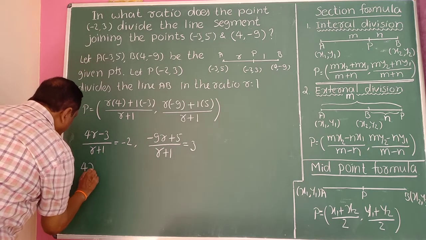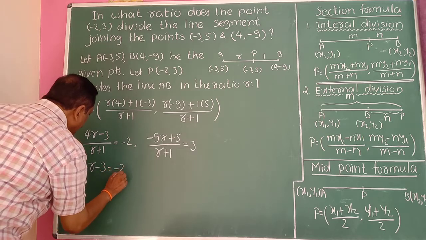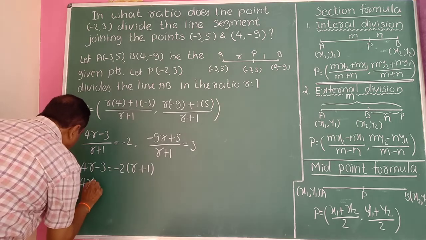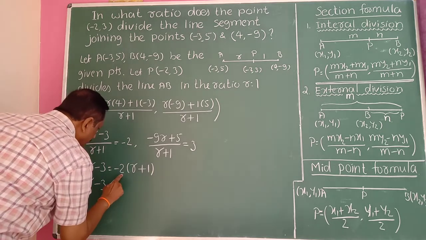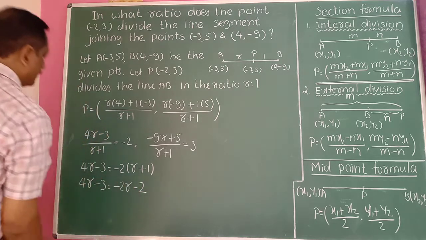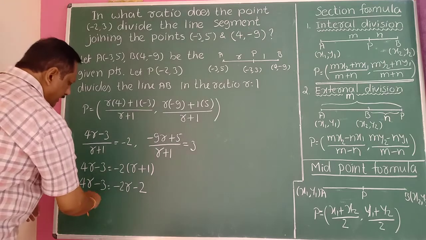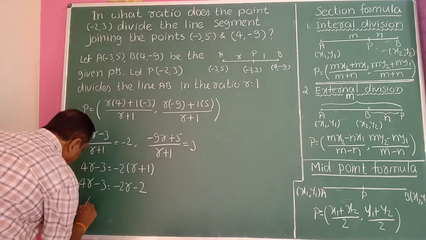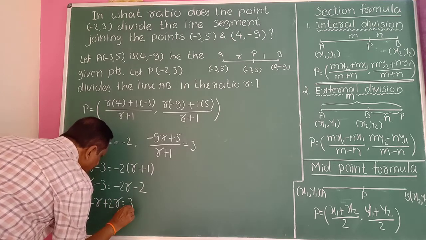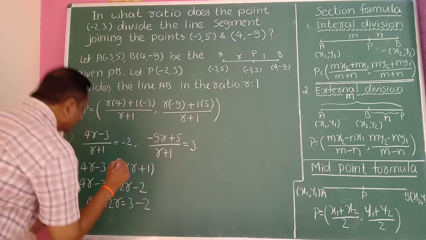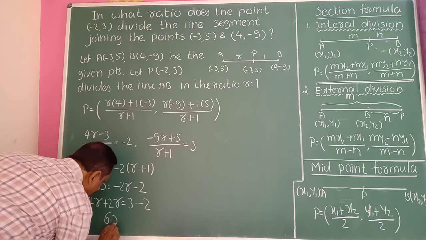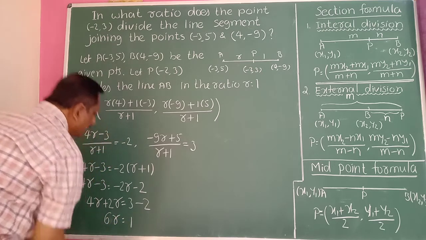So 4r minus 3 is equal to minus 2 into bracket r plus 1. Therefore 4r minus 3 is equal to minus 2 into r, which becomes minus 2r, minus 2 into 1 is minus 2. Take minus 2r to the left side and minus 3 to the right hand side. Hence 4r plus 2r is equal to 3 minus 2. So 4r plus 2r becomes 6r, and 3 minus 2 gives 1.